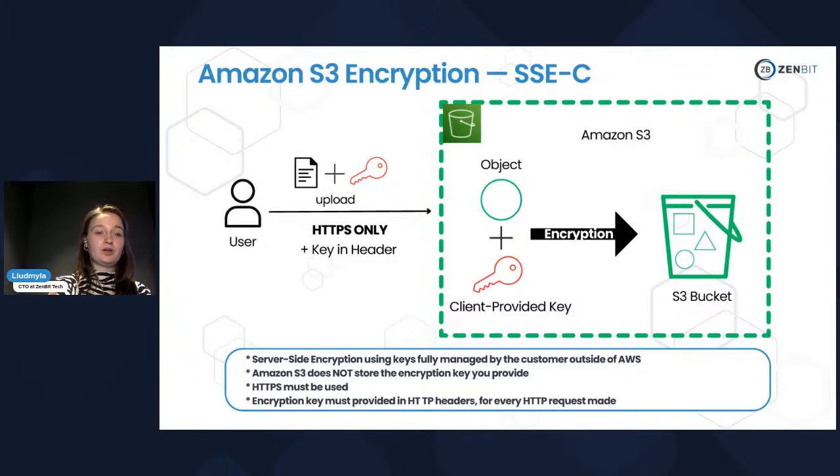Next type of encryption key is the client-provided key. So the user uploads a file with a key. AWS will use the client-provided key to create an encrypted object, and again, to read the file, you will need this key.